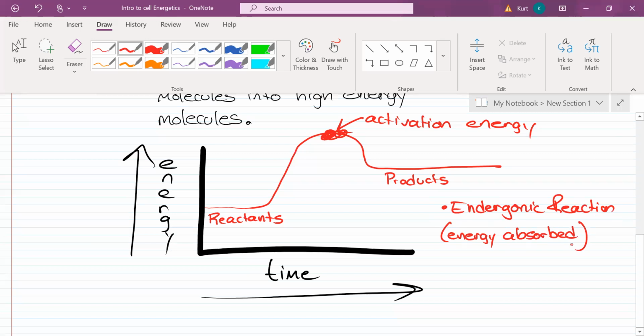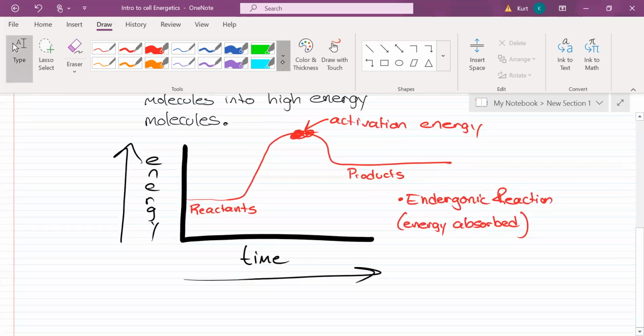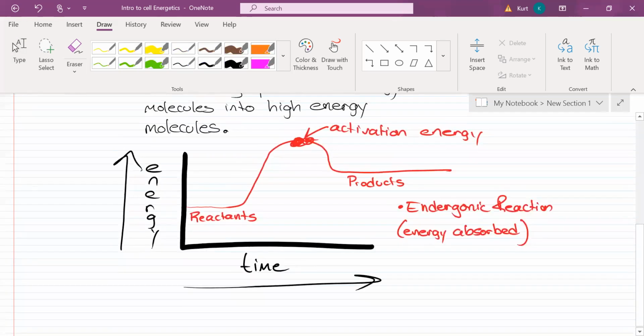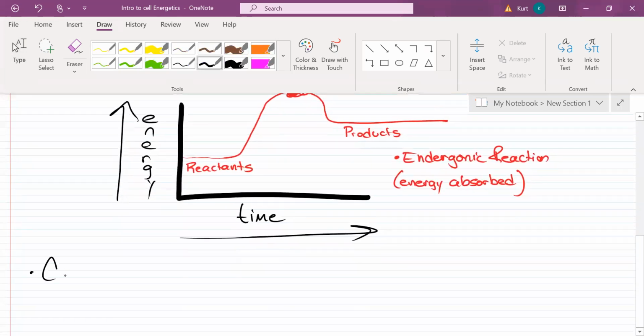Because the prefix E-N or E-N-D, endoskeleton, I'm going to enter the room. It basically means inside. So energy is being absorbed. Then we have the opposite of anabolism, catabolism.